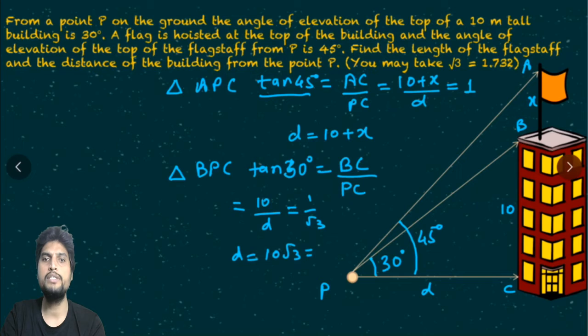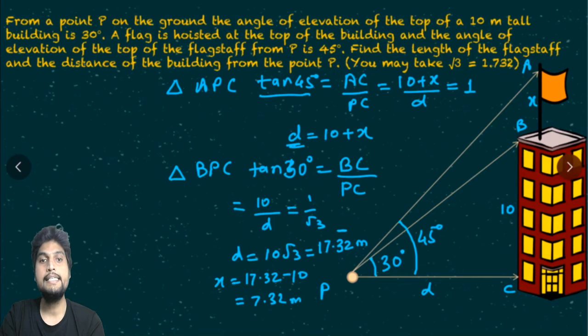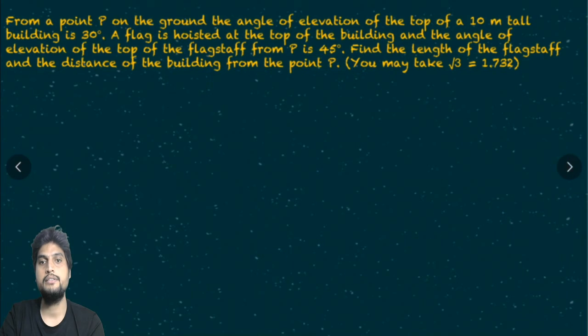So put the value of root 3 as 1.732. We get this as 1.732 into 10. That means 17.32 meters. Now put this value of D from here in this equation above here. So if we put D as 17.32, we get X is equal to 17.32 minus 10. That means 7.32. So here this distance is the distance between point P and foot of this building. So that value is 7.32.